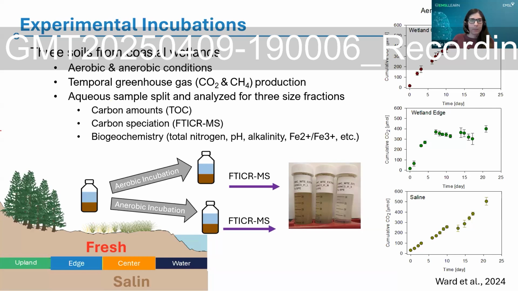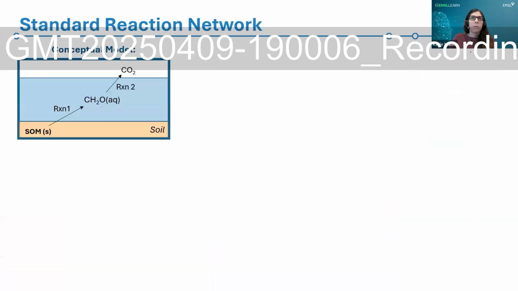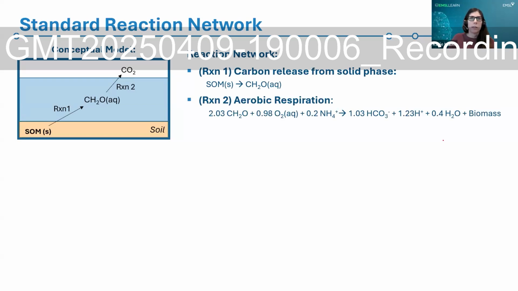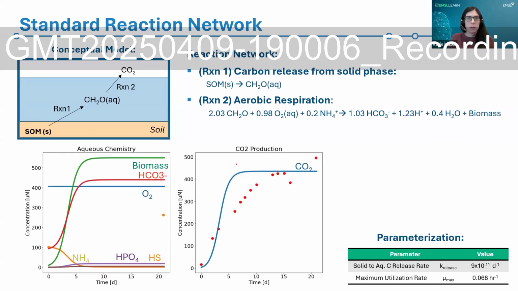For these, we first built our most basic conceptual model of the system, where carbon is assumed to release from the soil into the aqueous phase, where it's assumed to be a generic carbon of CH2O. Then that soluble carbon is respired to CO2 over time. From this conceptual model, we wrote our reaction network consisting of these two expressions here. Using the measured values from the experiments and the known applied conditions, we were able to model and fit some parameters to the experimental CO2 production.